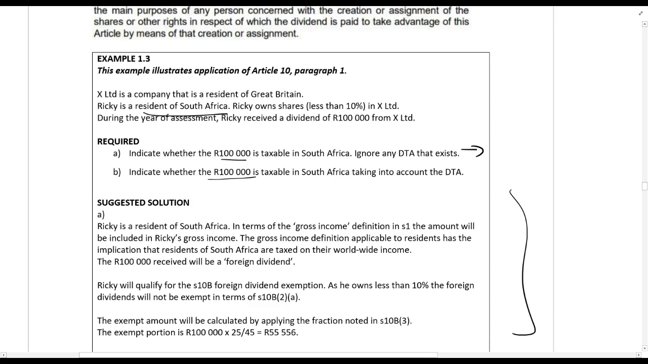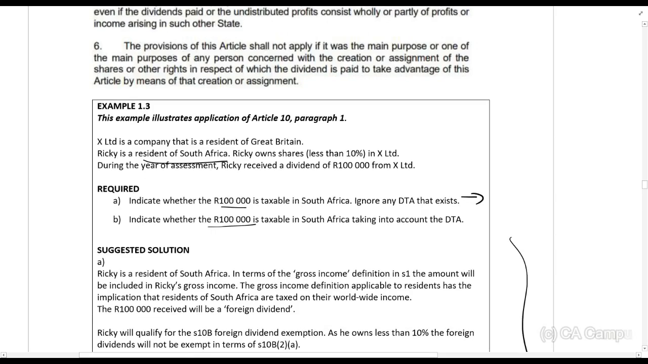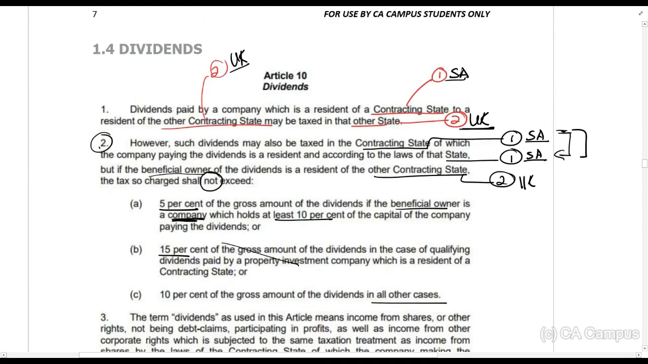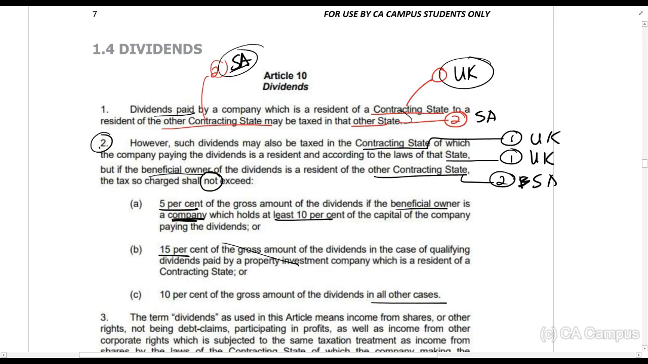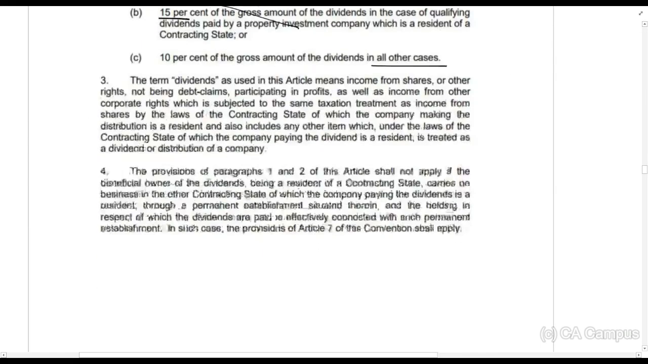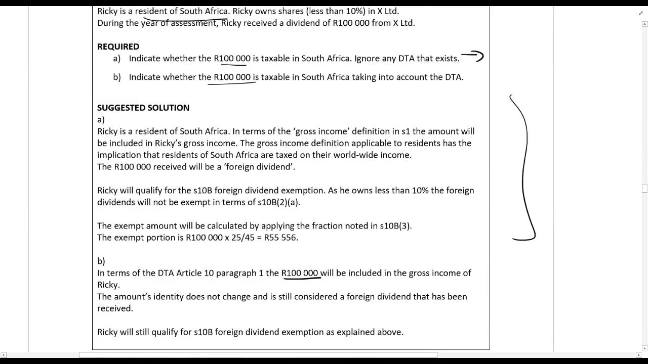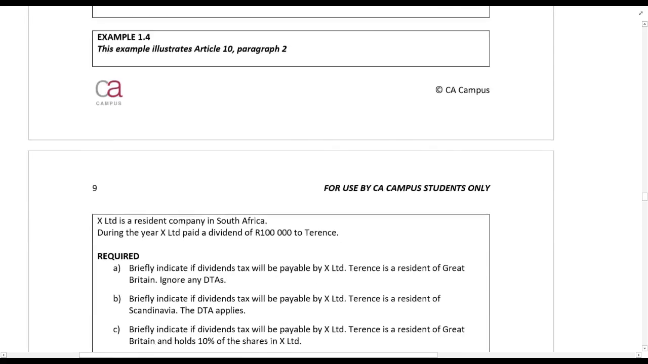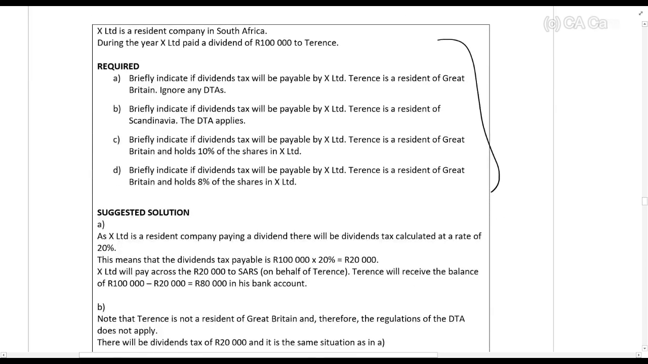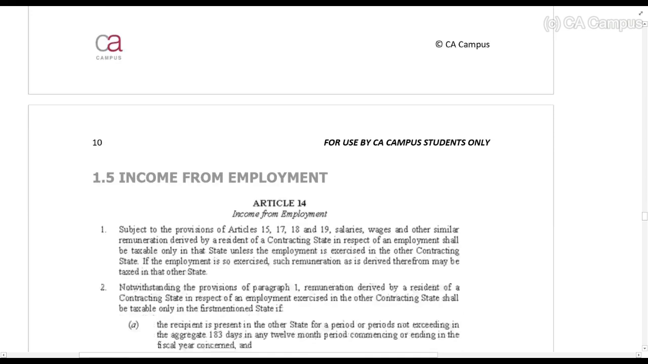Now, indicate whether the 100,000 is taxable in South Africa, taking into account the DTA. So remember, X Limited is a company that is a resident of Great Britain, and Ricky is a resident of South Africa. So if I go back here, where we called it number 1, number 2, now you can see they're just asking it the other way around. So number 1 is now the UK, number 2 is South Africa. Dividends paid by a company which is a resident of the UK to a resident of South Africa may be taxed in South Africa. So what are we saying there? That these dividends will be taxed in South Africa, so it will be included in his gross income. That's it. The next one talks about the dividends tax payable, guys, and you can work through that, and the rest of the double tax agreement.